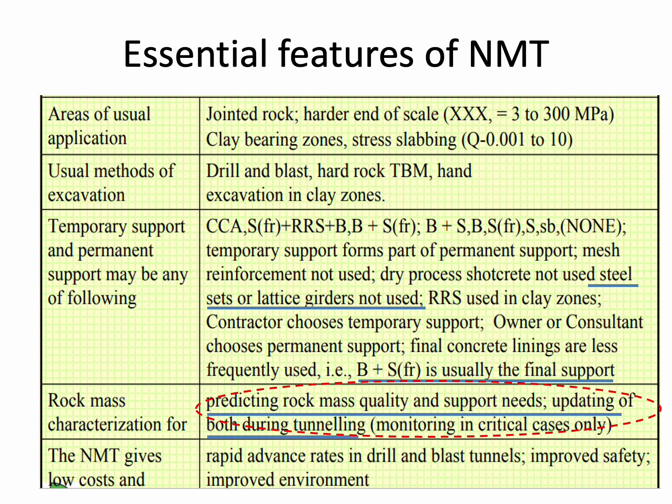Now, essential features of the Norwegian method. The areas of its usual applications are jointed rock, harder end of scale 3 to 300 MPa, clay-bearing zones, stress slabbing, with Q ranging from 0.001 to 10. Methods of excavation could be drill and blast, hard rock TBM, hand excavation in clay zones. Temporary support and permanent supports may be of the following: mostly of bolting and reinforced shotcrete.